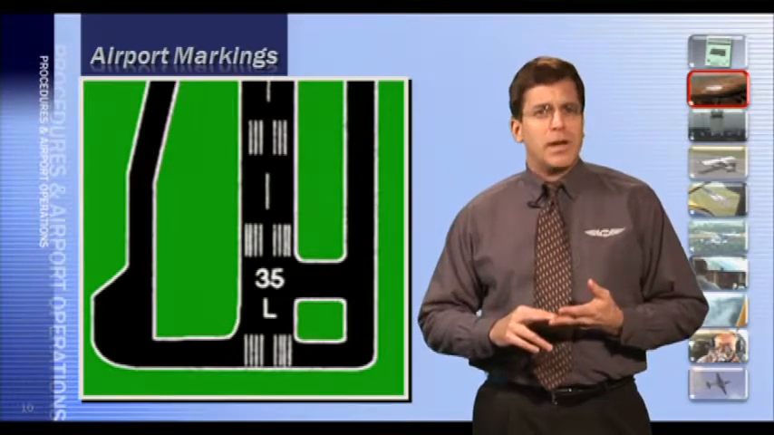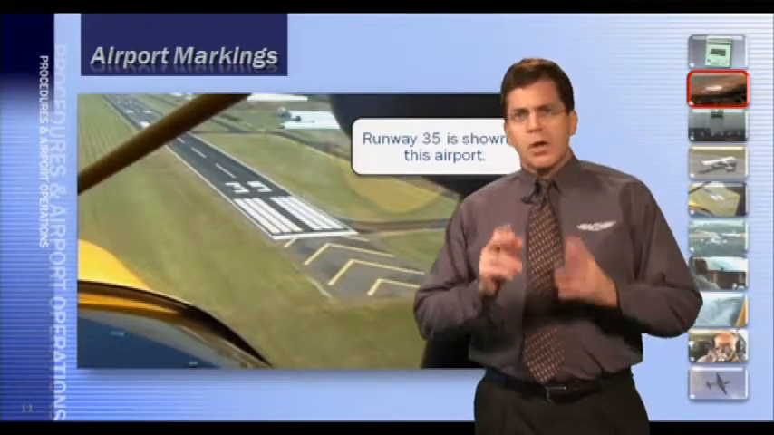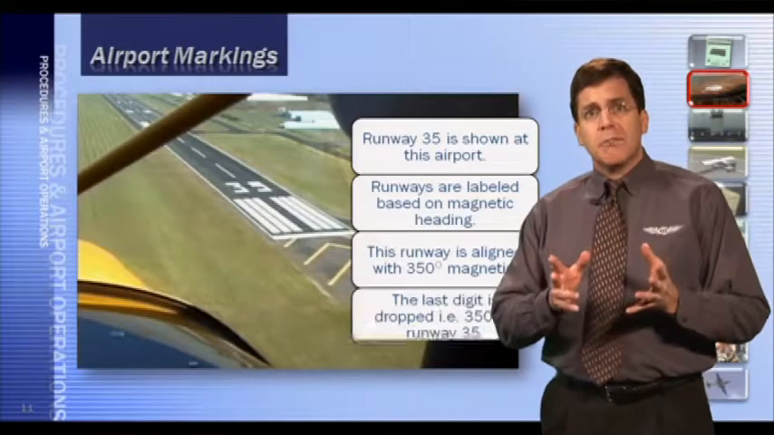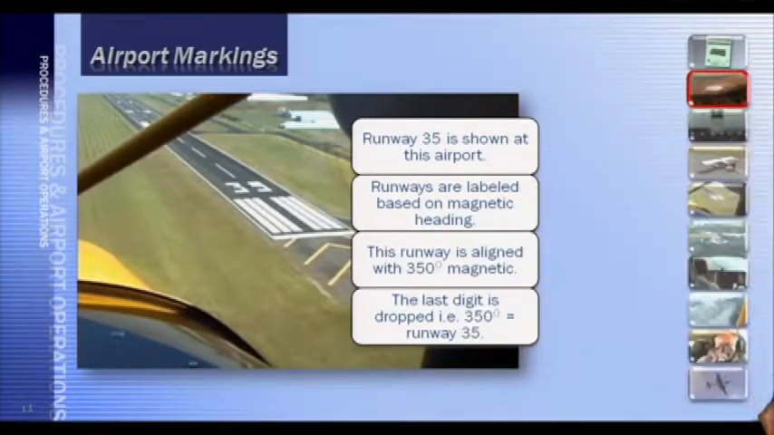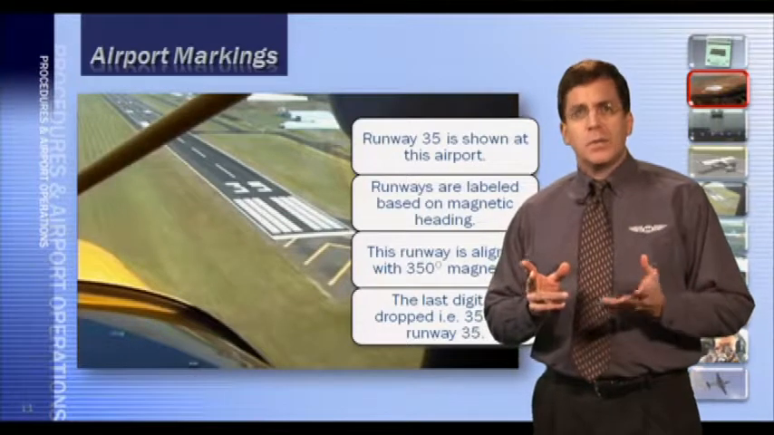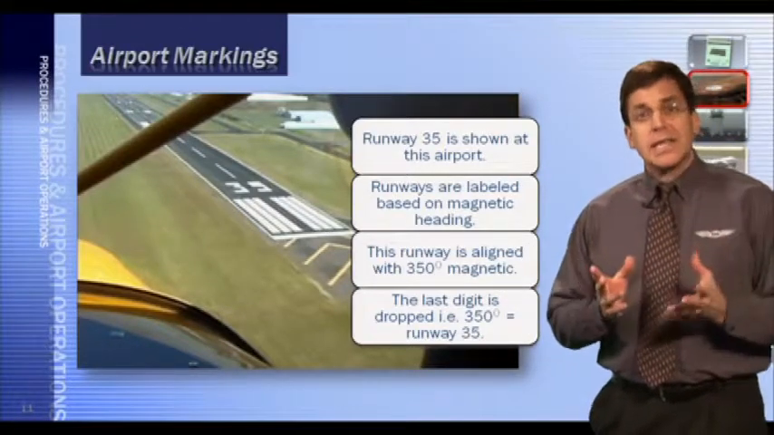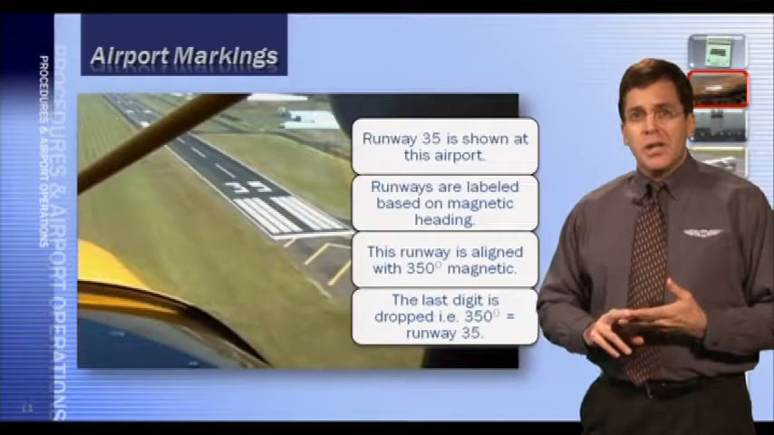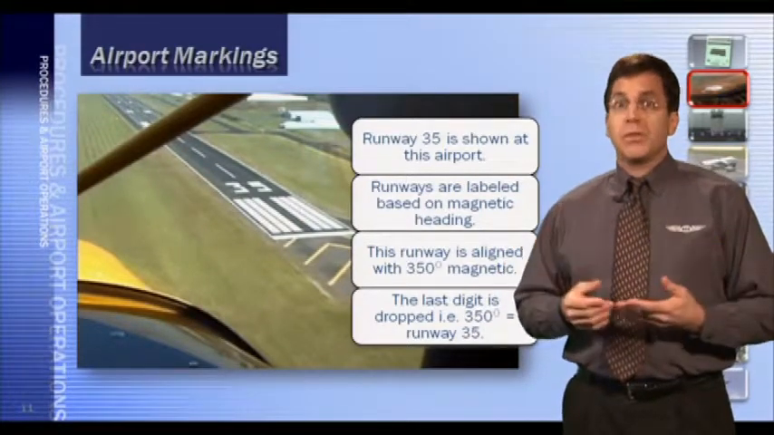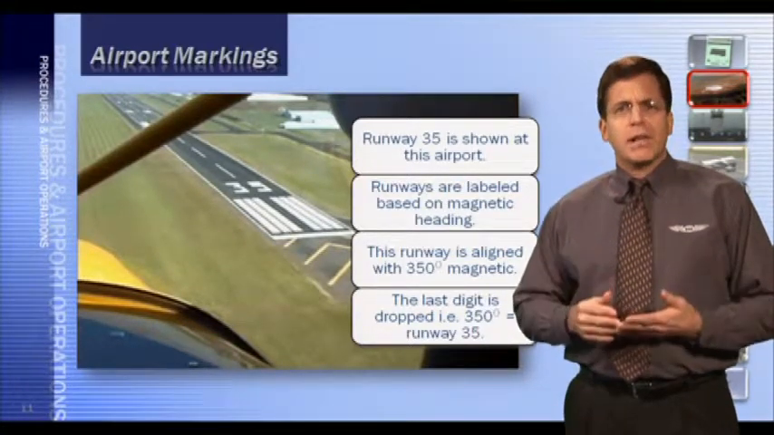Let's continue with runway numbers. Now, here is runway 35 at Aurora State Airport. Runway numbers are based on magnetic heading. This is runway 35, which means that the runway is aligned to 350 degrees, almost due north. This runway is aligned within plus or minus 5 degrees with a magnetic alignment of 350 degrees. The airport authorities rounded the direction to the nearest 10 degrees and then dropped the last zero. So this runway is runway 35. Now notice I said runway three five, not runway thirty-five. With few exceptions, in aviation speak, we pronounce individual digits for clarity on the radio.